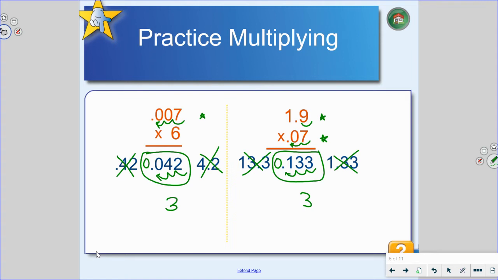One other similarity, if you were to estimate, 7 thousandths is awfully close to 0. So the final product should be close to 0. Well, that makes sense. 42 thousandths is not a lot of money. Meanwhile, 1 and 9 tenths, awfully close to 2. 7 hundredths, again, you could round that to 0. To remind yourself that wherever that decimal point goes, 133 thousandths, yep, that's awfully close to 0 as well.